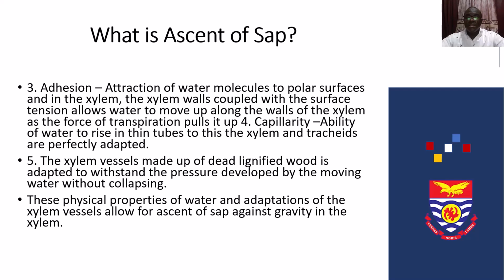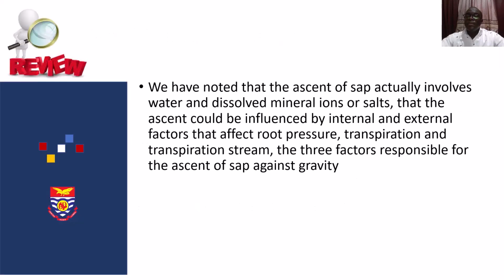In review, we have noted that the ascent of sap actually involves water and dissolved mineral ions or salts. The ascent could be influenced by internal and external factors that affect root pressure, transpiration, and the transpiration stream. These are the three factors responsible for the ascent of sap against gravity.